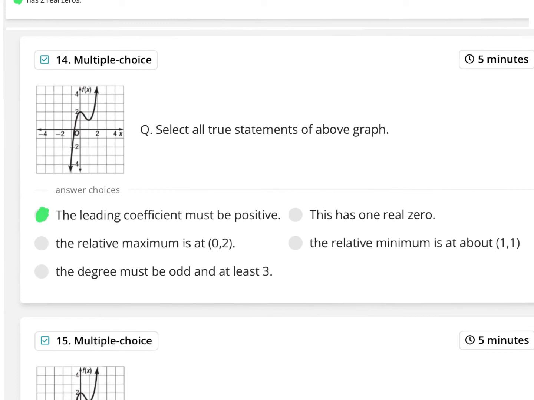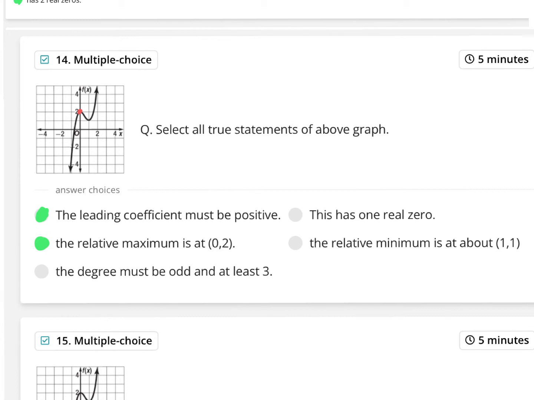That's for sure true. The relative max is at 0, 2. 0 on the x, 2 on the y. It is the relative max. Very important that we understand that it's not the absolute max, right? Because it does go up forever. It's the relative max. It is the maximum value relative to this little tiny curve. So that's a relative max value at 0, 2. So I would select that one as well.